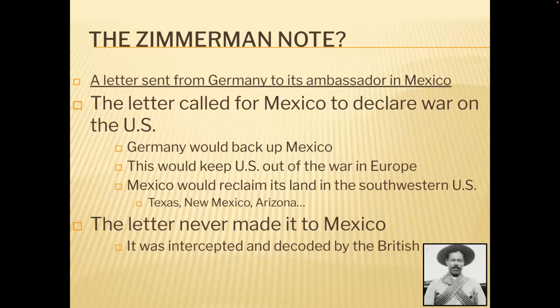All right, are there any questions here? The Zimmerman telegram. So again, another form of warfare that you really don't think too much of, as this technological war continues on.